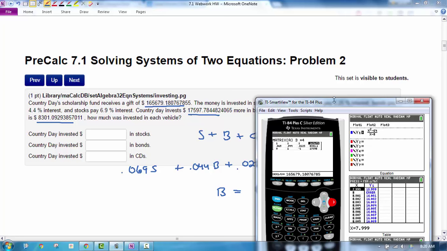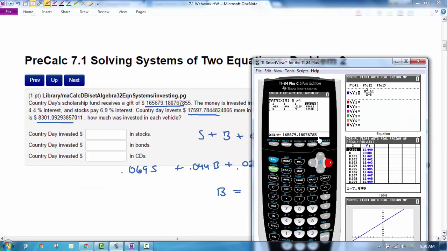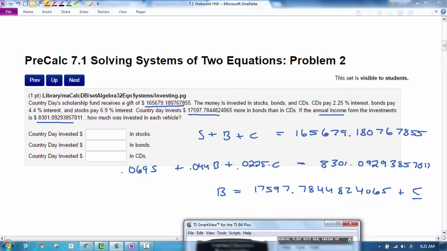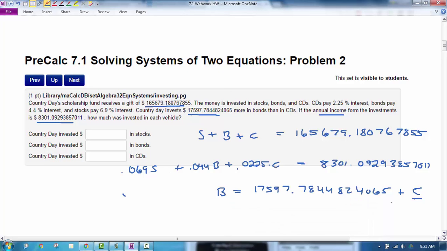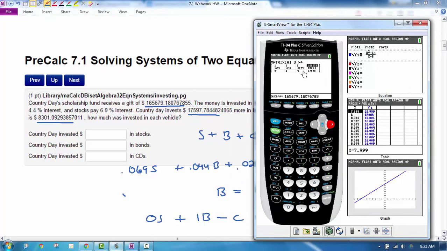And then the next equation is in standard form already, so 0.069, 0.044 goes in right just like that. And then the last equation is a little tricky because it's not in standard form. So if you put it in standard form, you have 0s, and you move this over, you'd have 0s plus 1b minus c equals this big number right here. So that's what it is in standard form. That's why in the calculator I entered it in like this, 0, 1, negative 1 for the coefficients here, and then the number they gave me, which is this big number here.